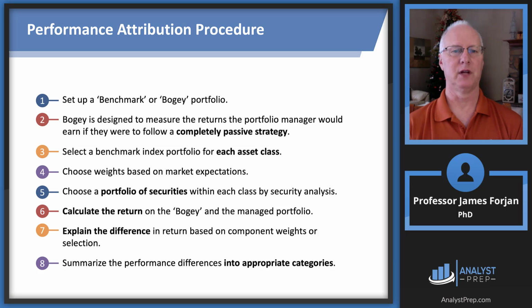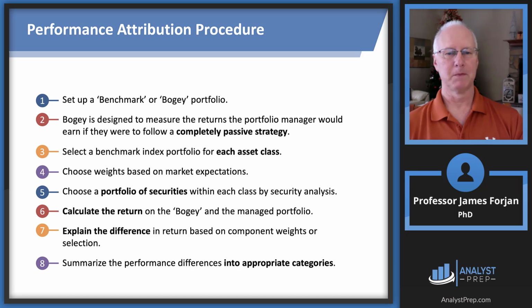So here's the procedure. Let's set up a benchmark or a bogey portfolio. The bogey portfolio is designed to measure the returns of an entirely passive strategy. We need a benchmark for each asset class. We need to select weights. We need to choose a portfolio security. Then we need to calculate the return on this bogey portfolio and then just subtract the two. We're going to explain the difference and then we're going to summarize the performance. So steps 1 through 8, they really don't offer too many practical applications here in terms of following the steps.